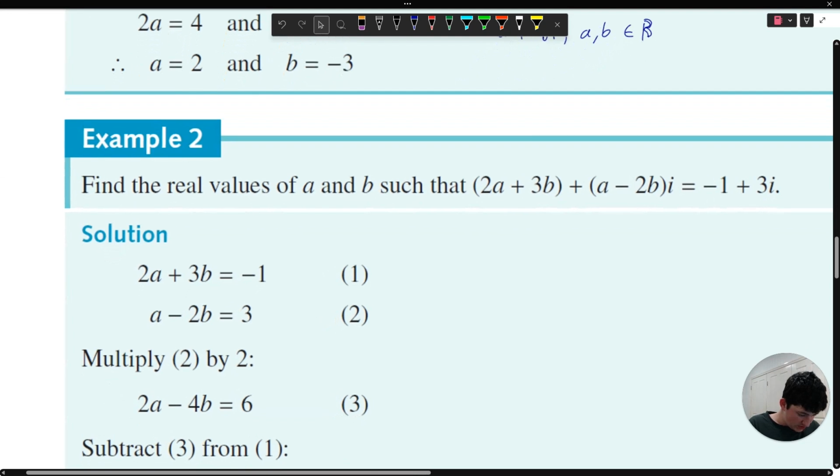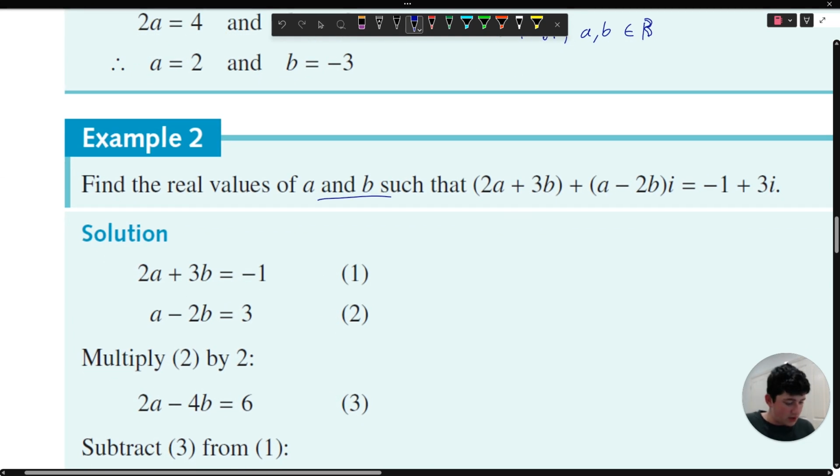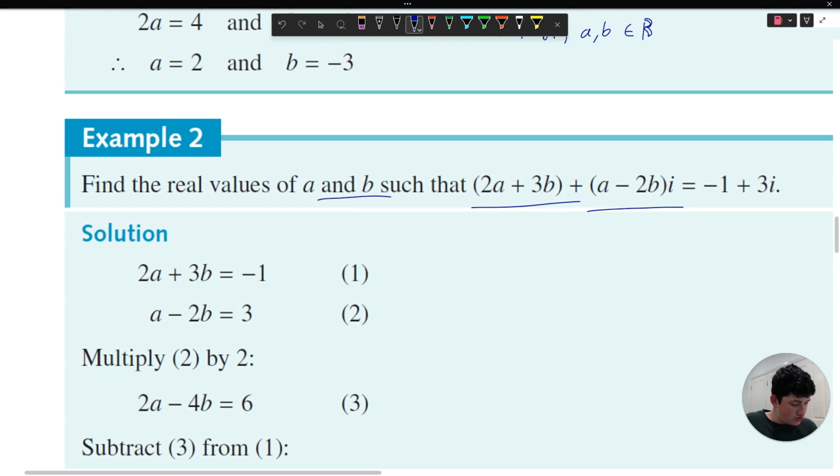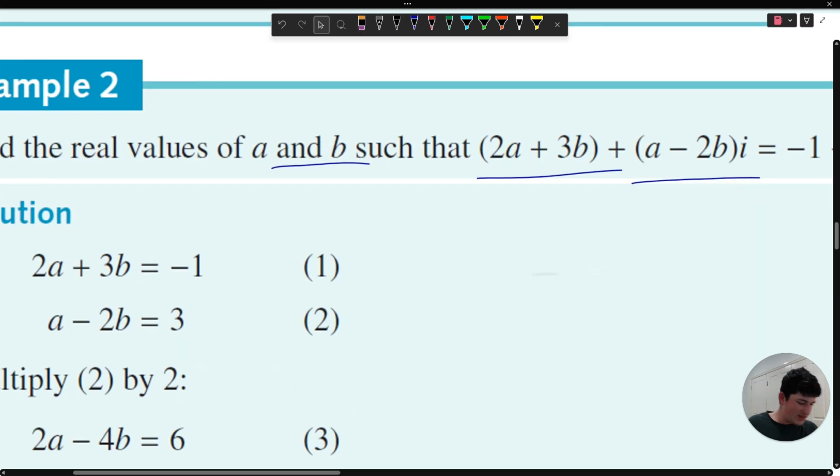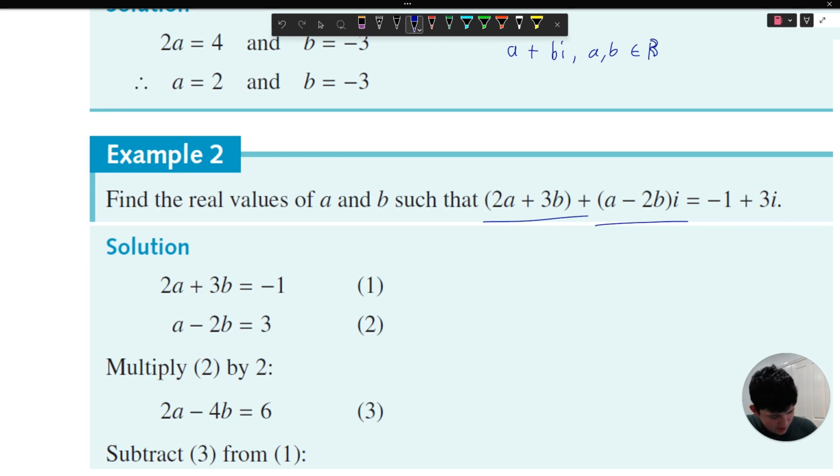And now, here's another example. Find the real values of a and b such that 2a plus 3b plus (a minus 2b)i is equal to -1 plus 3i. And now we can just do simple. We literally learned this in matrices. We learned how to do this in matrices. You get the two simultaneous equations.